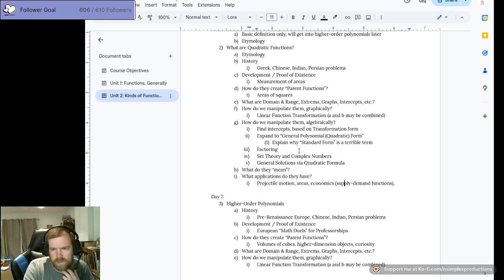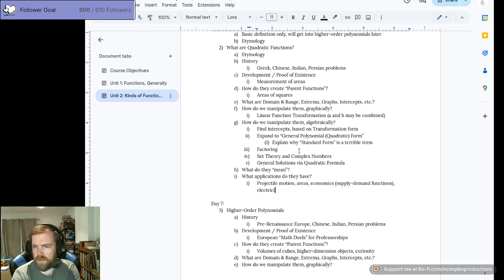Projectile motion, areas, economics. That's physics. This could be electricity as well. There's probably also higher order polynomials in there somewhere, but kinetic energy is another thing that oftentimes uses a quadratic somewhere inside of it. Oh, there's a fun one.